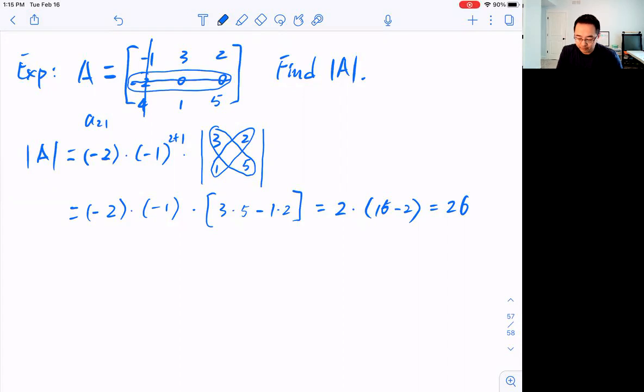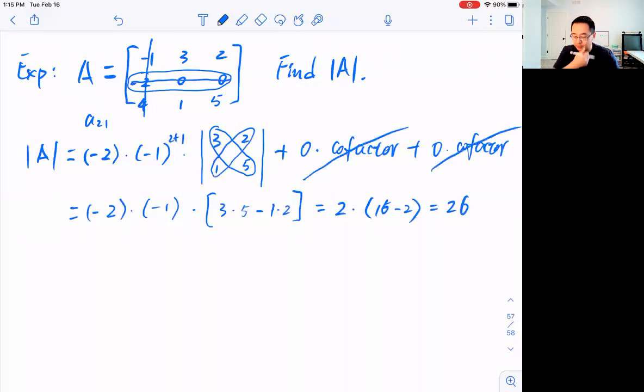Now, the reason it's this simple is because the other terms are 0 times its cofactor plus the third, 0 times its cofactor. But since it's 0 times them, we just didn't have to calculate those at all. So that is one trick to keep in mind to figure out how to calculate the determinant.